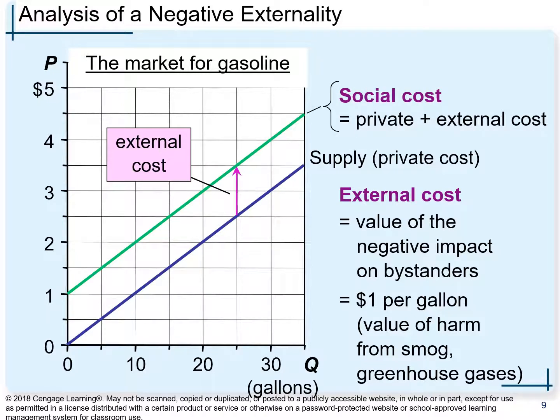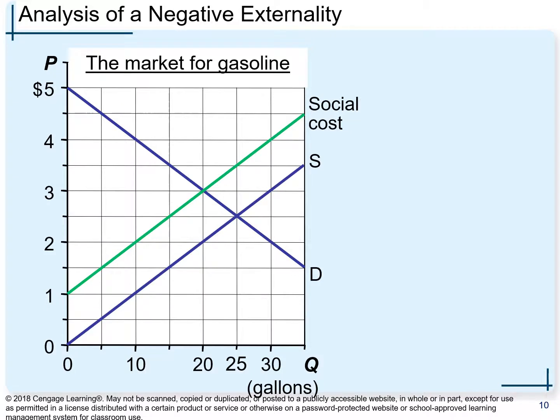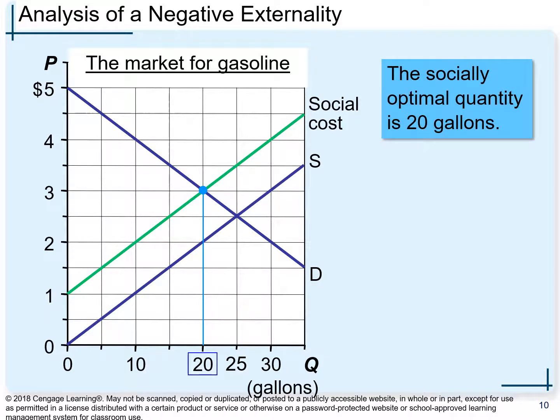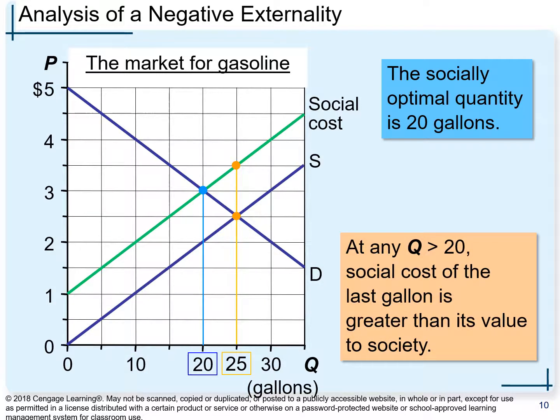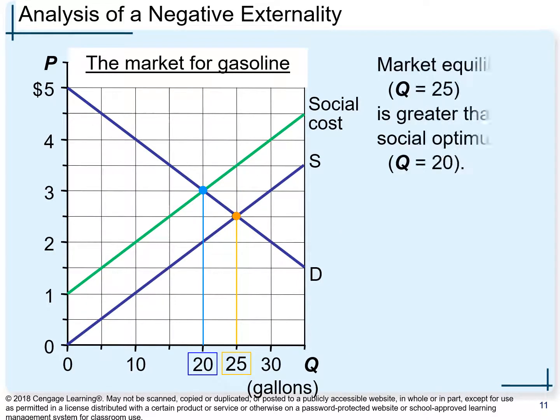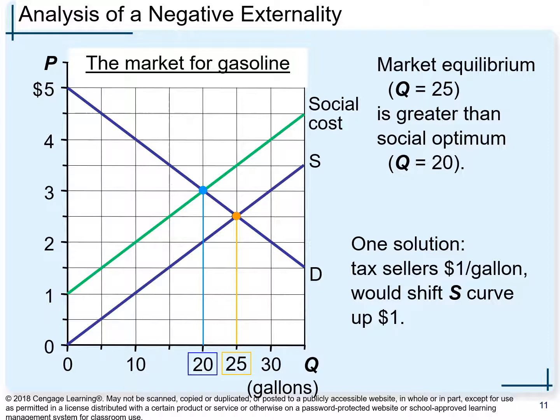The social cost then is the private plus the external cost. The socially optimal quantity is 20 gallons. At any quantity less than 20, the value of additional gas exceeds social cost. At any quantity greater than 20, the social cost of the last gallon is greater than its value to society. The market equilibrium at Q equals 25 is greater than the social optimum of Q equals 20. One solution: tax sellers $1 a gallon, which would shift the supply curve up by $1.